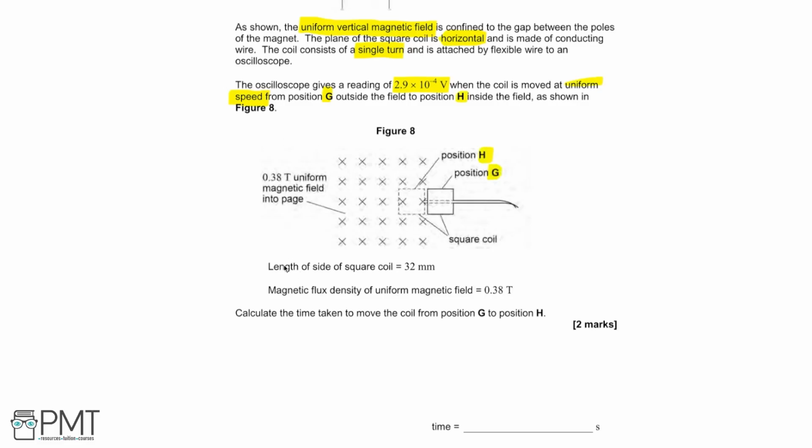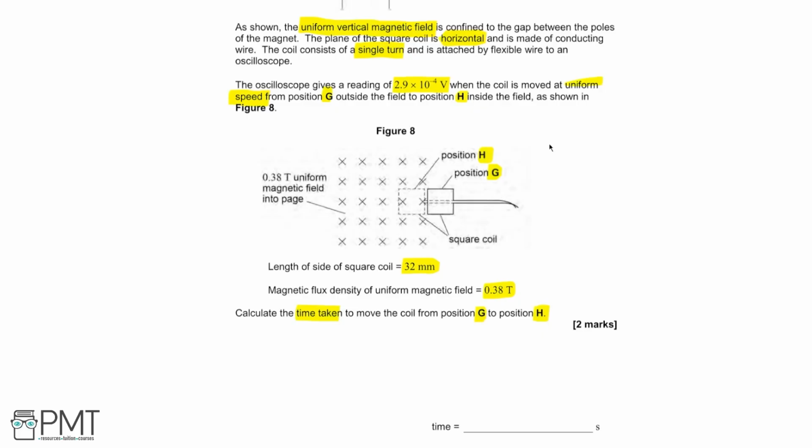We're told that the length of the side of the square coil is 32 millimeters, and we're told that the magnetic flux density of the uniform magnetic field is 0.38 teslas. Calculate the time taken to move the coil from position G to position H. Since in the question we're told that there's an EMF induced across the ends of the coil, and we want to know the time taken for this process to happen, it makes sense to consider Faraday's law, which contains both of these variables.